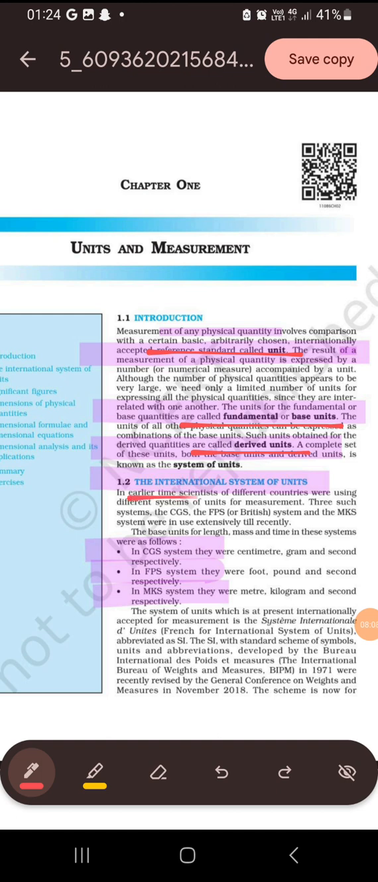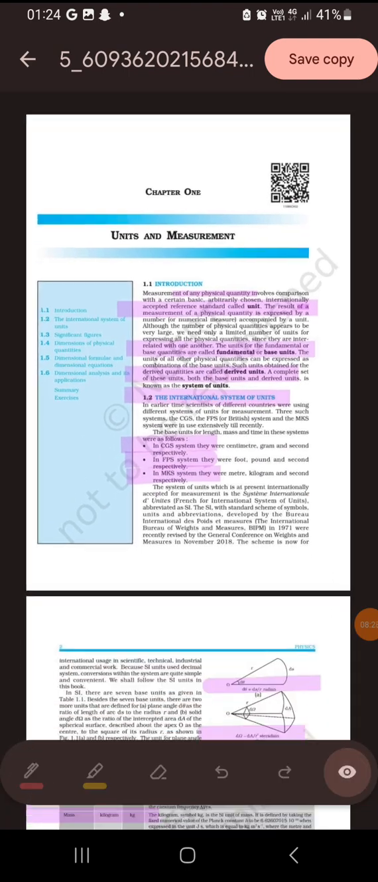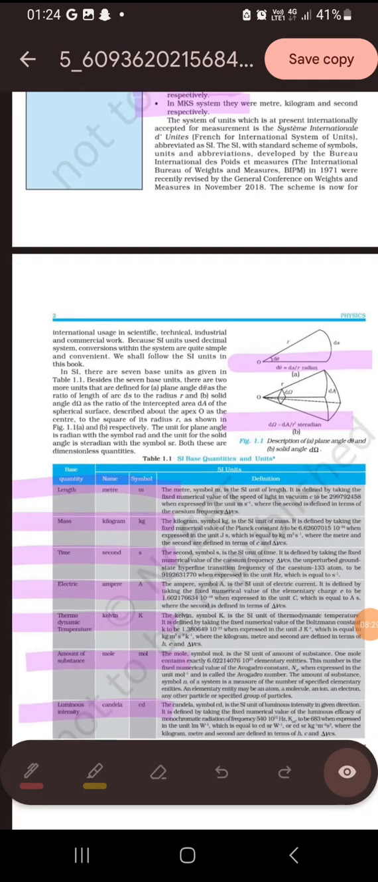Okay, the systems of units: CGS system, that is centimeter, gram, and second. FPS, foot, pound, and second. MKS, meter, kilogram, and second. This is the system they were following throughout the world.